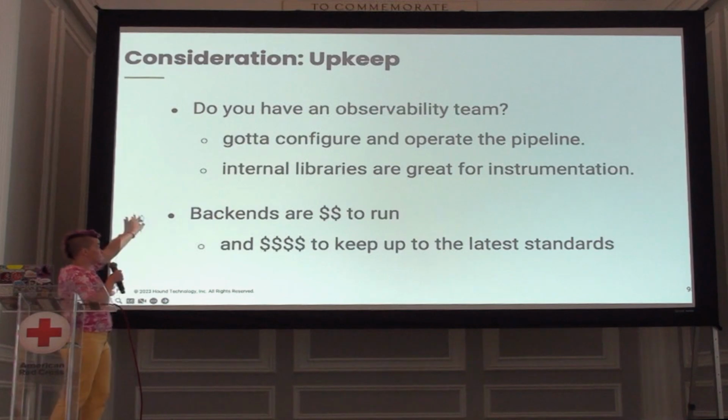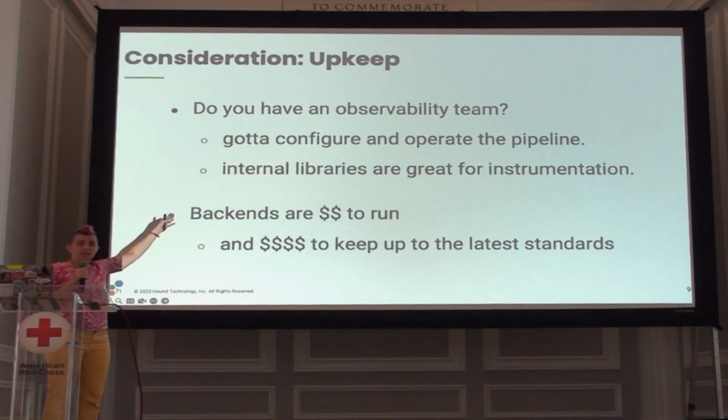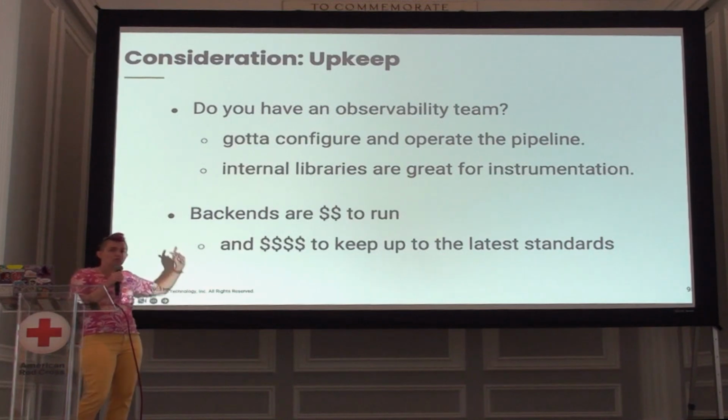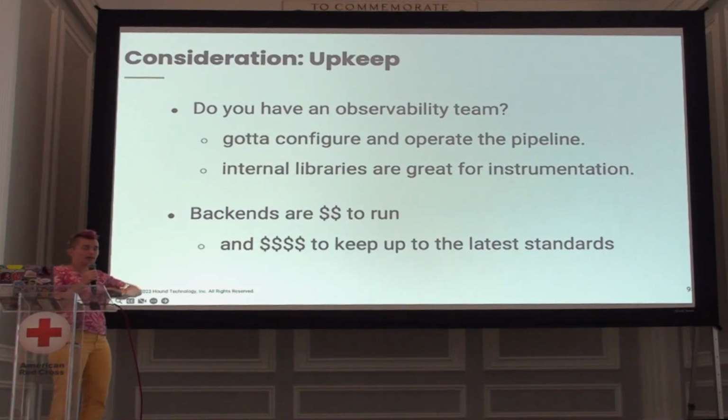Upkeep, of course, is a big part of the cost. A lot of enterprises these days have an observability team. If not, it falls under platform. Somebody's got to operate the pipeline. You can't outsource that part. Internal libraries: if you have internal libraries for networking and calling the other services, that's a great place to add your own instrumentation and get it everywhere.